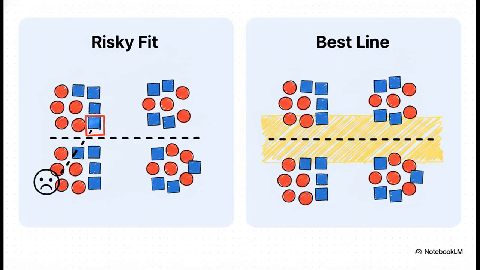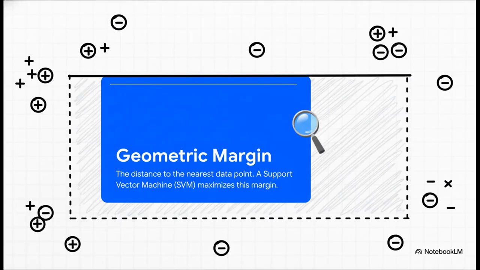So the best line, the smartest line, is the one that gives both sides the most possible breathing room. You want to create the widest possible street right down the middle. And this idea, maximizing that street, actually has a technical name. It's called the geometric margin. The classic algorithm that was built to do this exact thing is called a support vector machine, or an SVM. By finding that line with the biggest possible margin, the SVM creates this high-confidence boundary that's just way better at classifying new things it's never seen before.